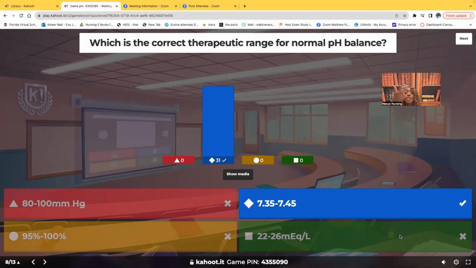What's the HCO3, bicarb, right? So your kidneys are responsible for bicarb, HCO3, and 22 to 26 is your normal range. I didn't have enough choices. Otherwise, I would have put 35 to 45. That is your normal range for CO2.